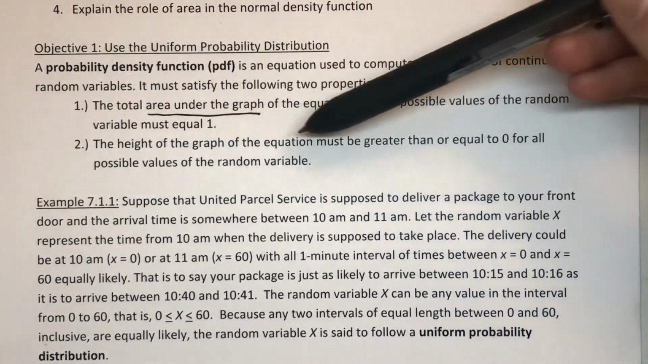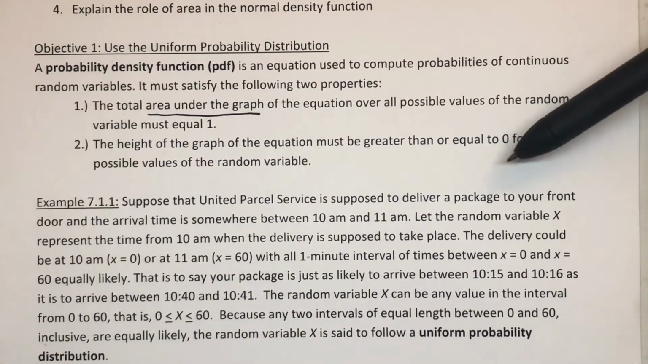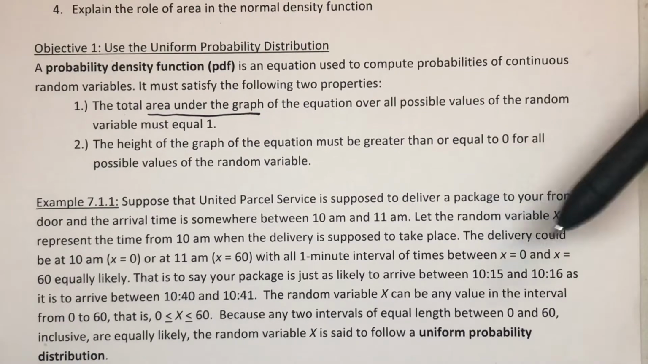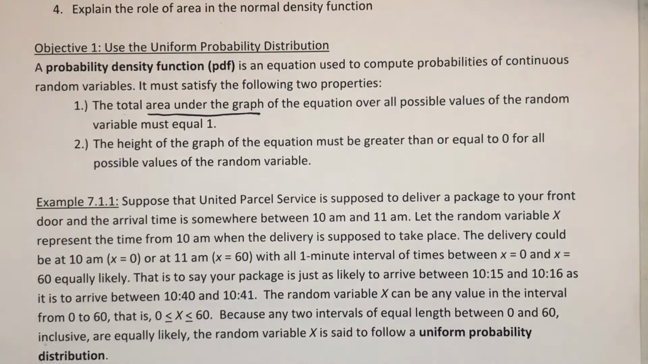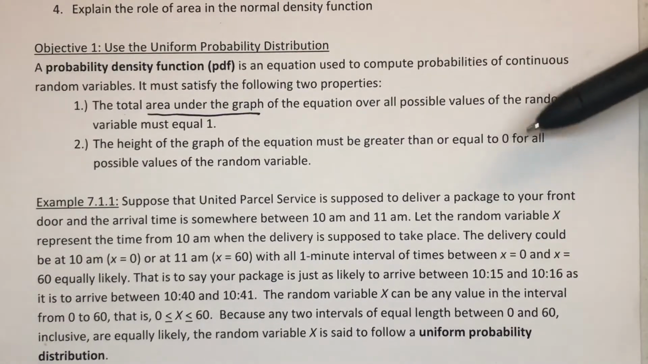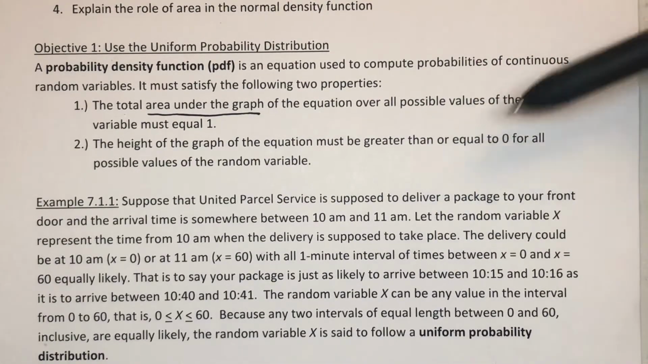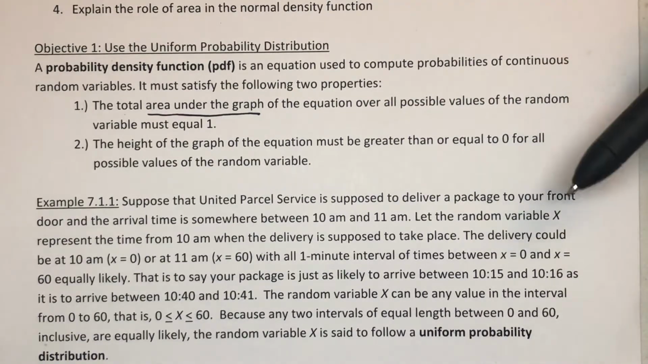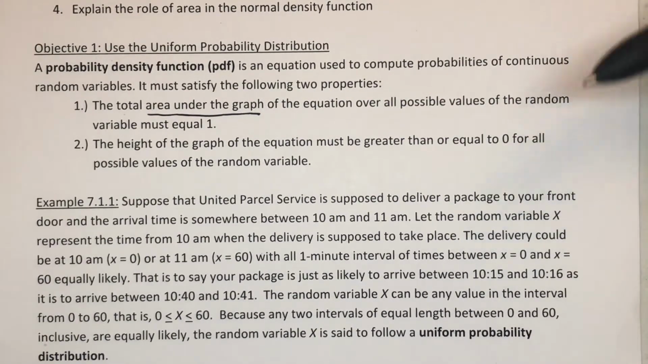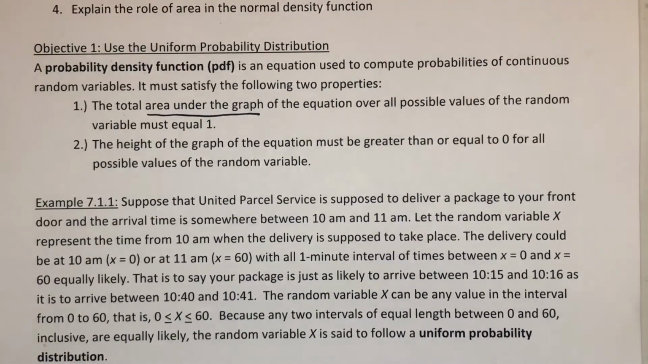Now the height of the graph, it says, must be greater than or equal to 0. That even there really does follow our understanding of probabilities, because we've mentioned before that all probabilities are values between 0 and 1, whether they're in fractional or decimal form. So it makes sense that we would not have any function that went below our horizontal axis, because it wouldn't make sense to have anything with a negative probability. So again, we'll elaborate on these as we get into some examples here.